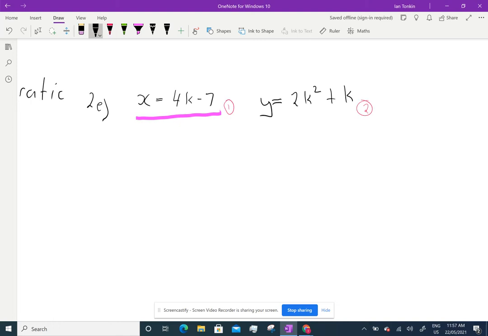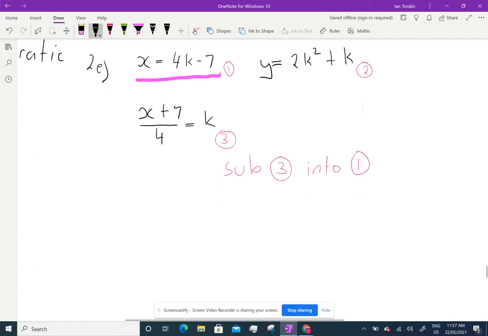I'm going to quickly make k the subject here. So I'm going to add the 7 and I'm going to divide by the 4. And now I've got my k as the subject. This is equation number 3. And I'm going to sub 3 into 1. And when I do that, now it's really easy.